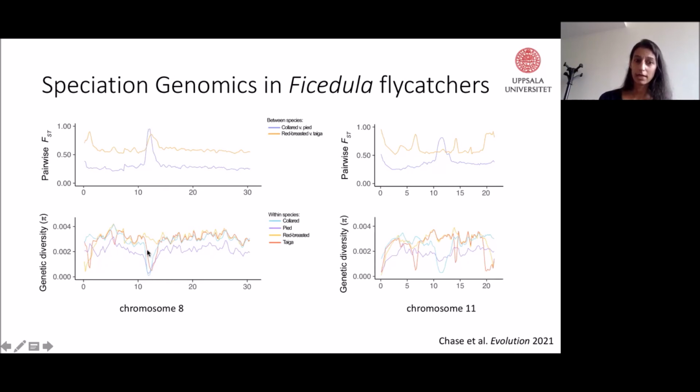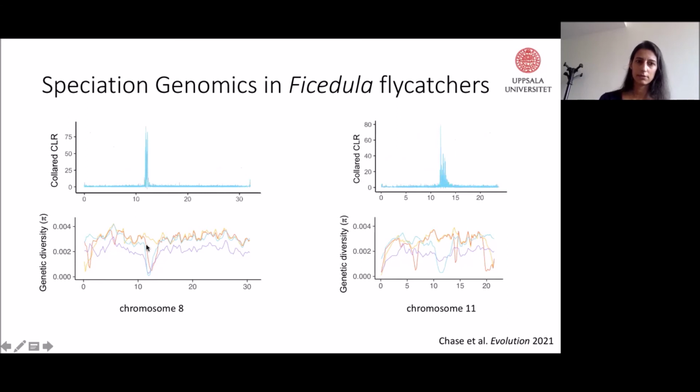We generally find in at least one species of the pairs a region of reduced diversity. So here you see reduced diversity in 3 of the 4 species, which leads to a peak in both pairs. In this region, we see only a peak in the collared-pied comparison, and we see a reduced diversity in the collared, so the blue line. These dips in diversity are generally a result of a selective sweep.